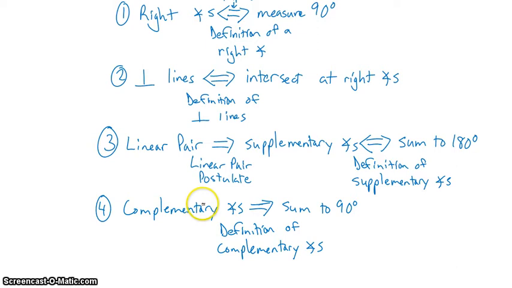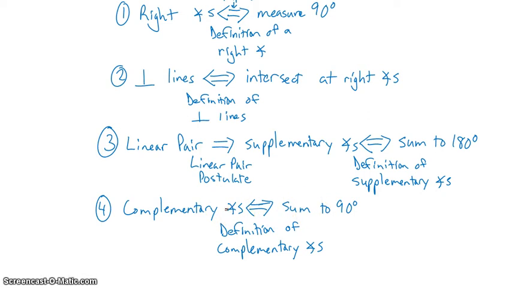Again, can we go both ways through this? Well, if we have two angles that sum to 90 degrees, can we conclude that those angles are complementary? Yeah. Definitions are always two-way streets. We can imply here to here or here to here.